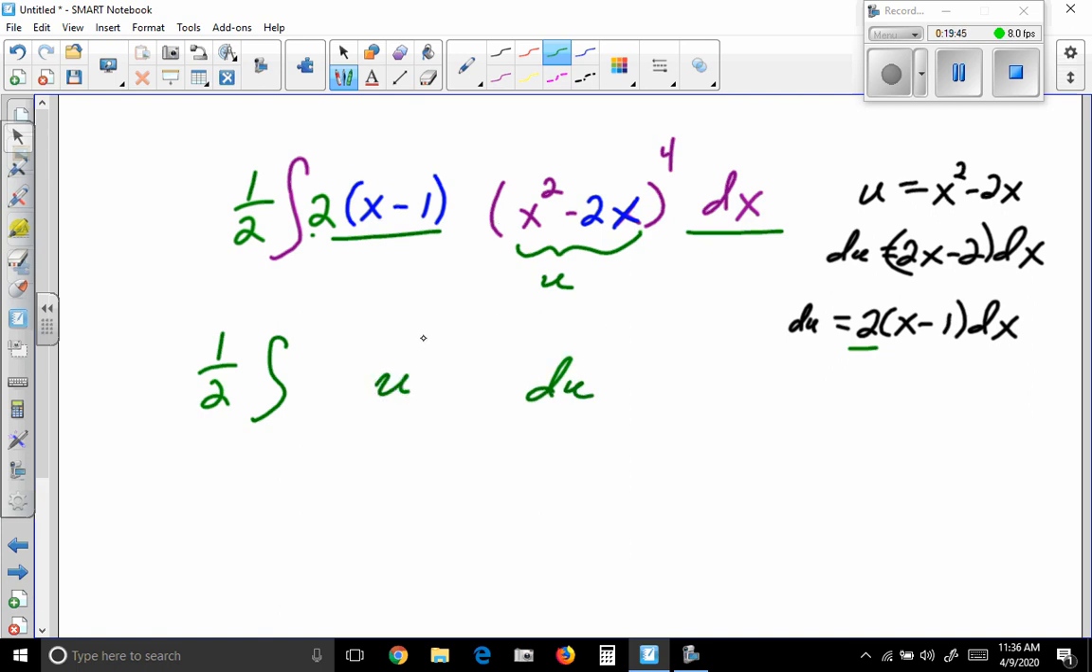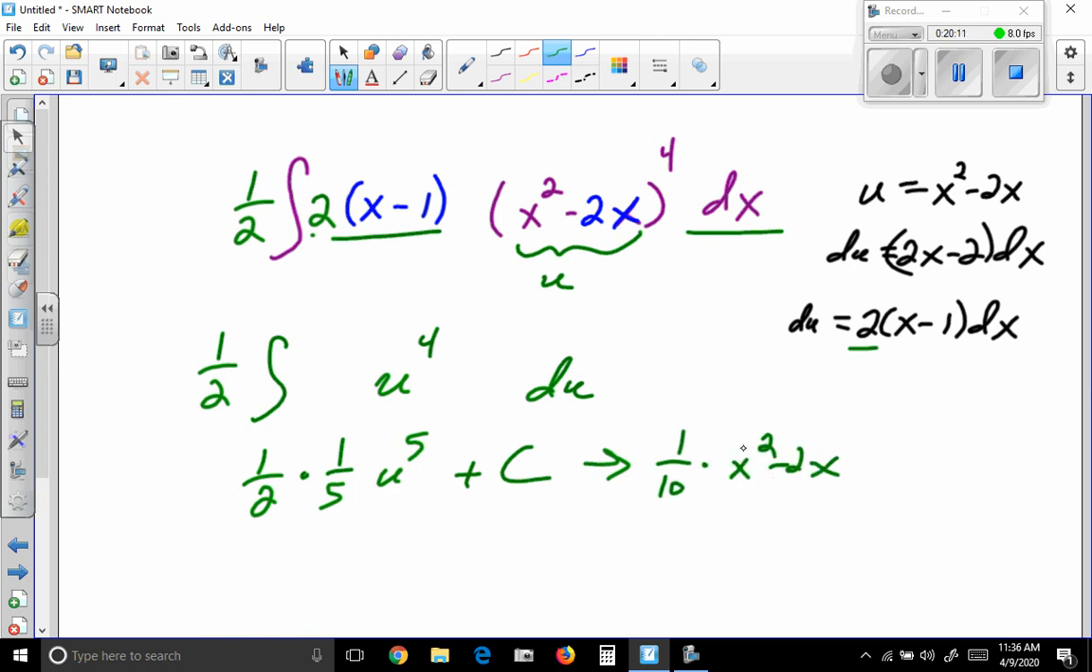That is u to the 4th. So to integrate it, we leave our coefficient. We do u to the 1 bigger power over that power, or we can put a 1/5 out front, plus c. So 1/2 times 1/5 is 1/10. U is x squared minus 2x. That's to the 5th power, and then we have our plus c. So the biggest thing here is making a substitution and then making whatever is left fit our du.